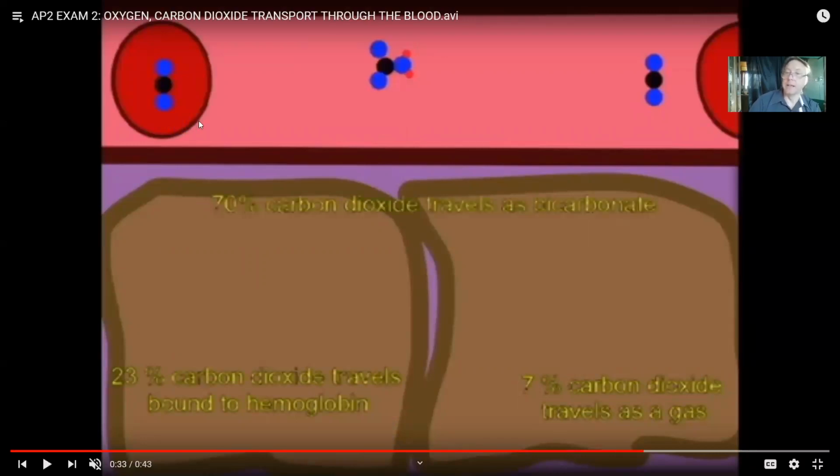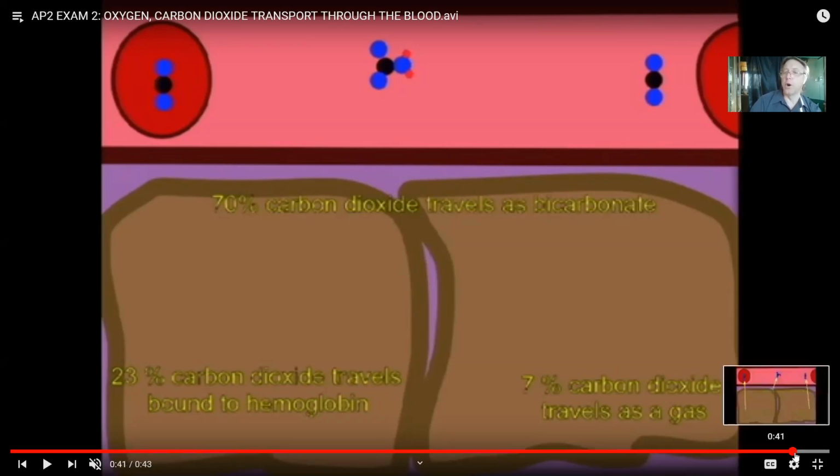Carbon dioxide can bind to hemoglobin, just like the heme of hemoglobin can bind oxygen. The protein part, the globin part, can bind carbon dioxide. And that transports 23% of the carbon dioxide in your blood. But while these two measures, the gas and the amount bound to hemoglobin, added up to 100% of the oxygen in your blood, this 7 and that 23 only add up to 30%. So most of the carbon dioxide in your blood is traveling in a third form, in the form of bicarbonate.